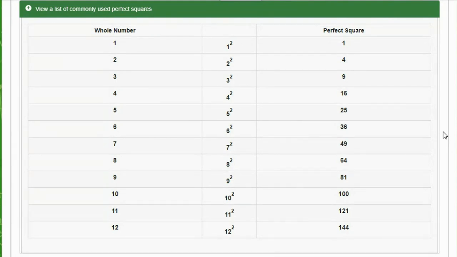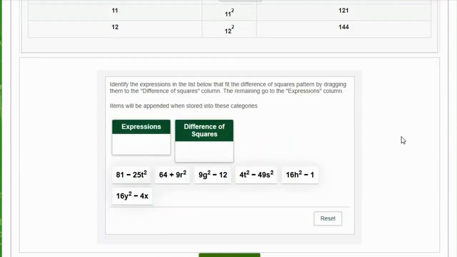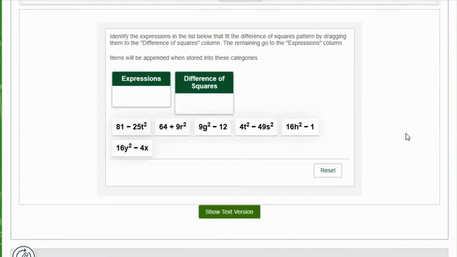It's just being aware and recognizing it. So if you need this chart, put this in your notes if you need it. Hopefully you don't. Hopefully you got your multiplications down at least through 12, and you'll be able to recognize that quickly.